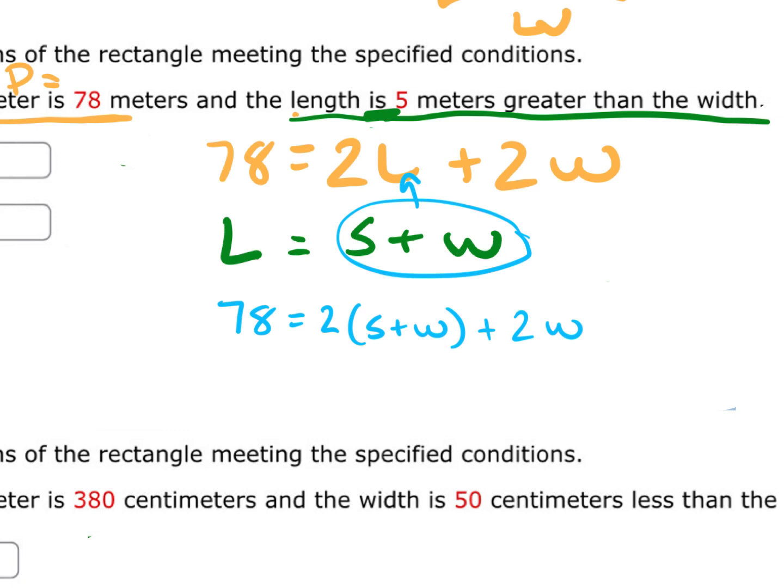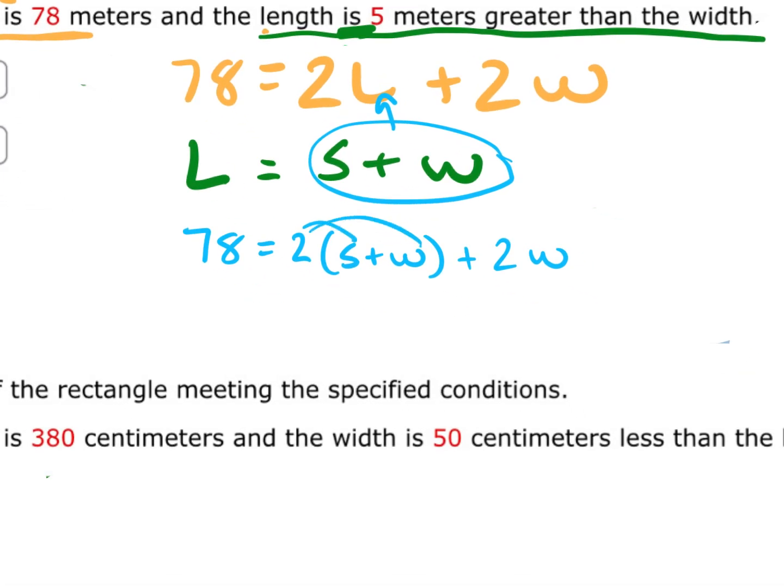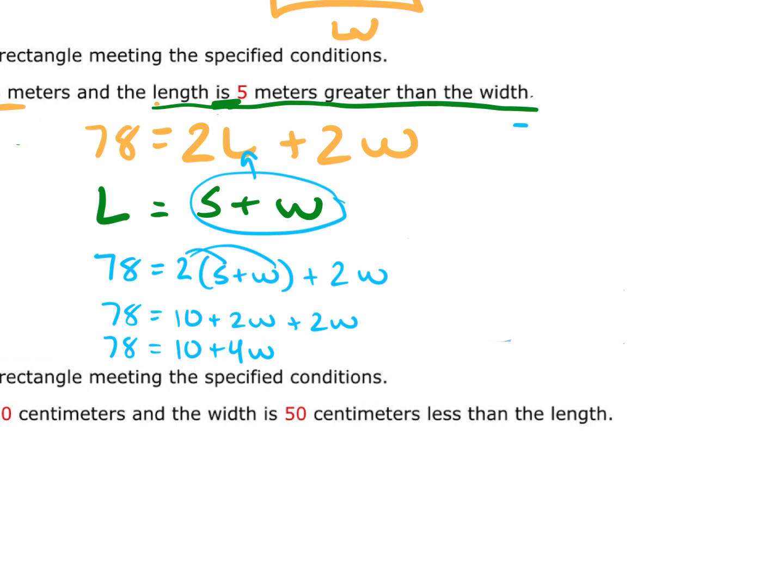Does everybody see what I did there? What would we need to do next? Distribute the 2. So 78 is equal to 10 plus 2W plus 2W. What do you want to do next? Add the 2 W's. We can make it 4W. So 78 is equal to 10 plus 4W. I'm going to rewrite it over here so we've got more room. Awesome. Then we want to subtract 10. So 68 is equal to 4W.